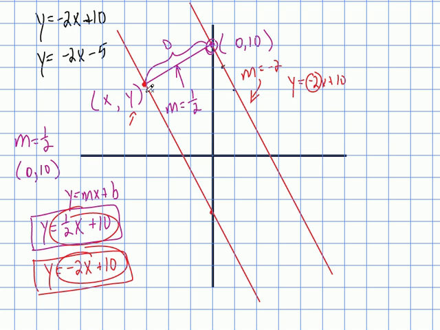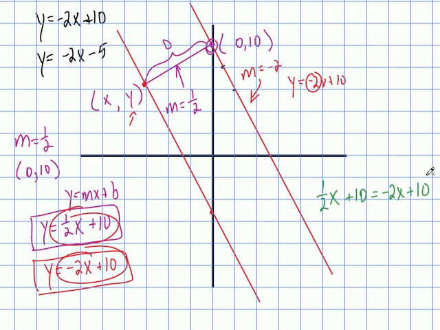So that's why we set them equal to each other, because that's the common point of intersection between those two lines. That way I can solve for x and y. So let's do that. Let's set them equal to each other. Let's do that in a different color. Blue's not good. It kind of blends into those lines. Yeah, let's get a nice dark green. So let's do it again. 1/2 x plus 10 equals negative 2x plus 10.